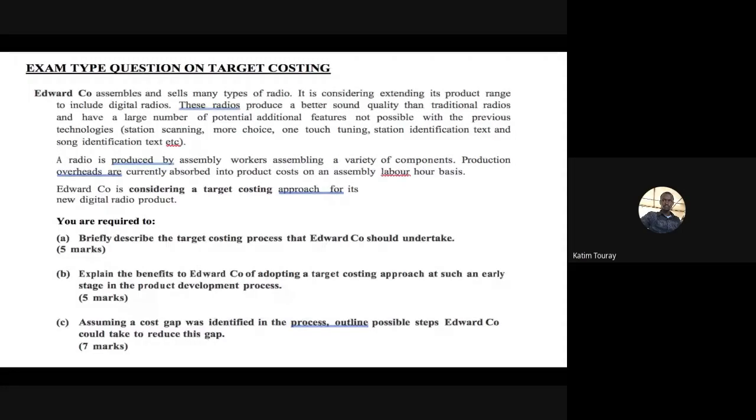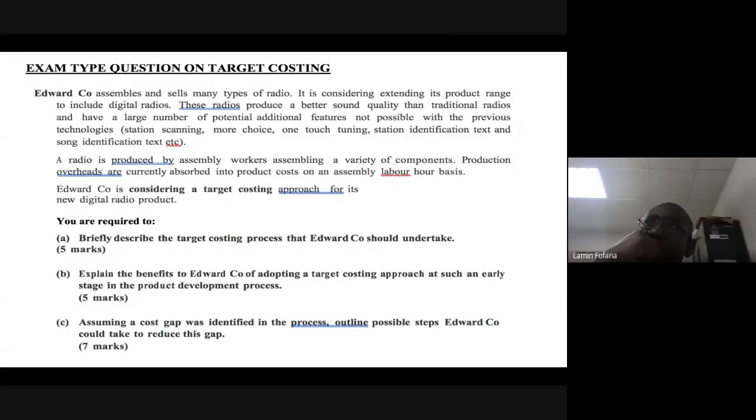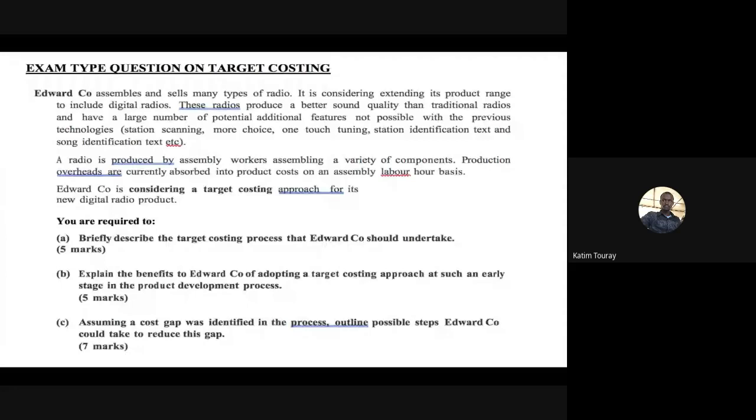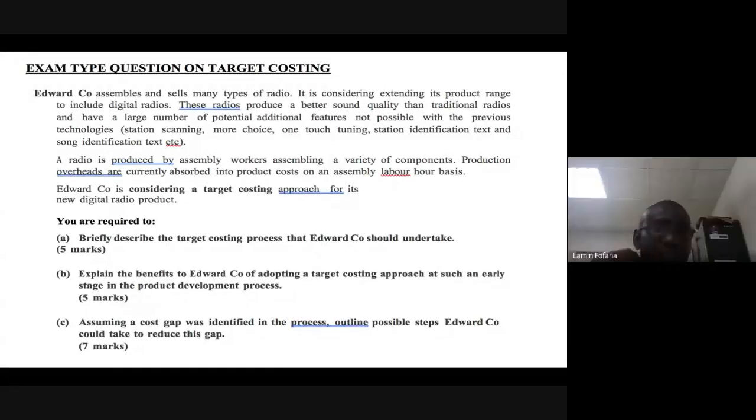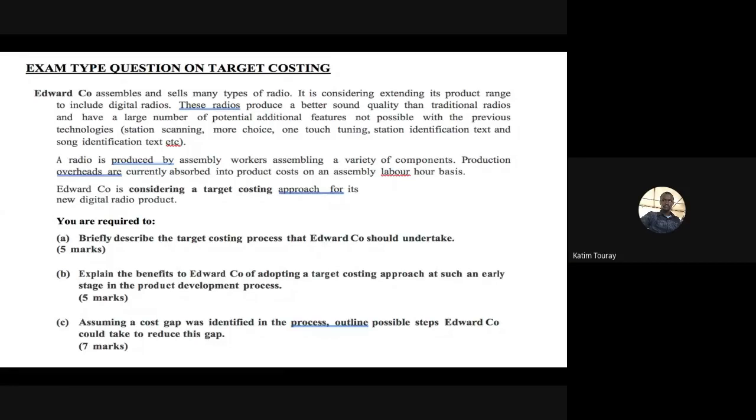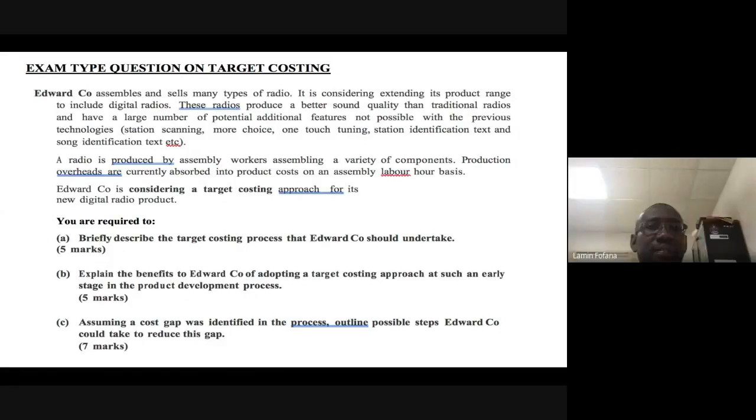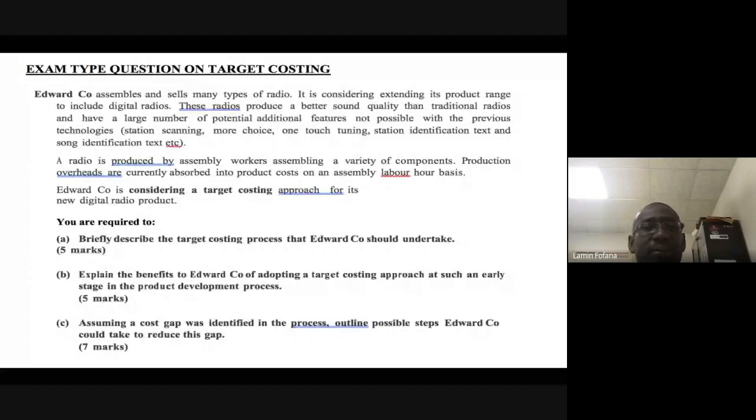Like the example could be the body of the radio. Like in the market they are using wood. Let's say plastic. Yes. But now the Edward company decided to use metal. So metal could be expensive, so they can just substitute it to plastic. Very good. Very good. Yes. Another one.